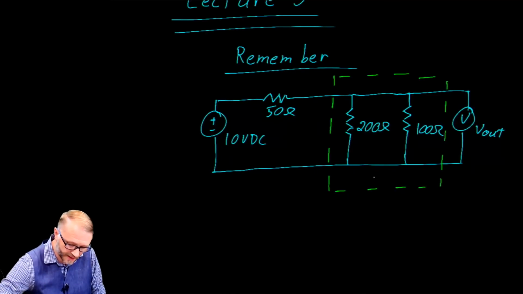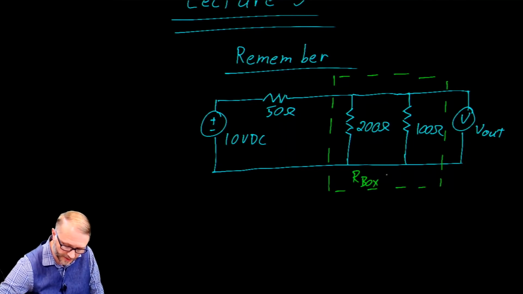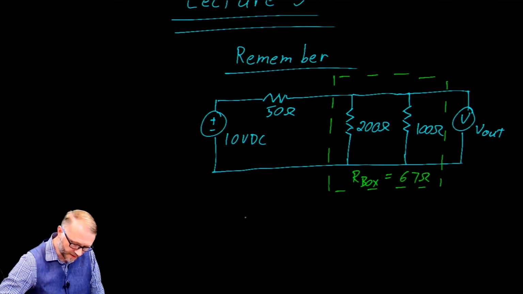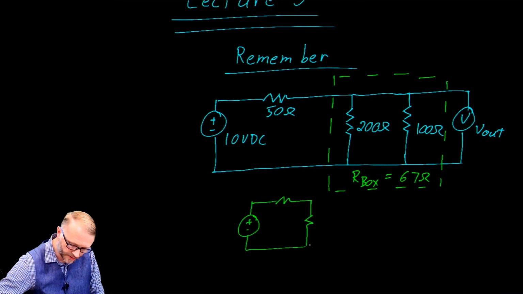And you would say, well, the R box here is that 200 in parallel with 100, which is about 67 ohms. Then you would redraw the circuit with the 50 ohm that was originally there and your new 67 ohm resistor.